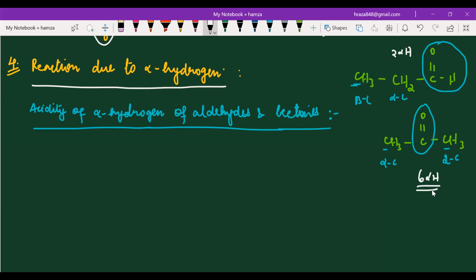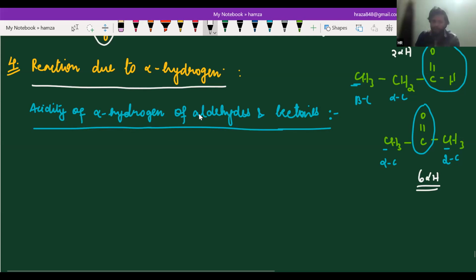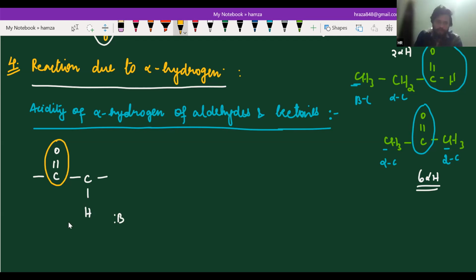Very good. Also, it is very important to note that this alpha hydrogen is acidic in nature. Basically this is your carbonyl, and there is a base, or you can say nucleophile. This is your functional group, and this is your alpha hydrogen. Alpha hydrogen is very acidic in nature, so it will give electrons to carbon and release itself in the form of H plus. H plus has a deficiency of electrons, so this base or nucleophile will attack on H.